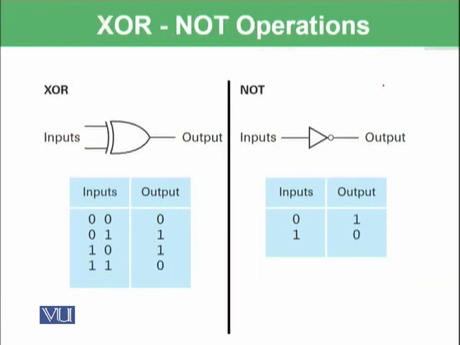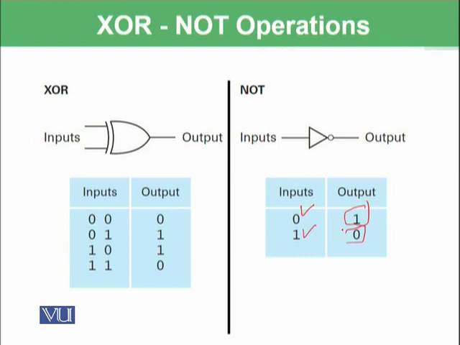Then there are 2 other Boolean operators. One is known as exclusive OR and another is known as NOT. NOT is very simple. If you give 0 as input, it produces 1, and if you give 1 as input, it produces 0. In computer science, we call it toggle. Whatever you give, it produces the reverse output. So for 0, it produces 1, and for 1, it produces 0.